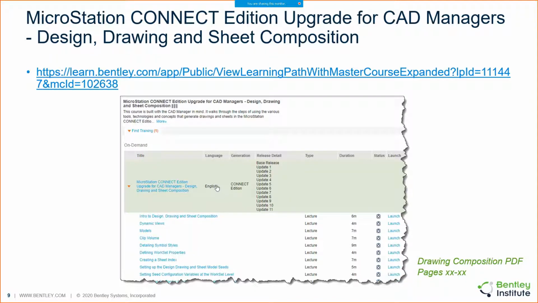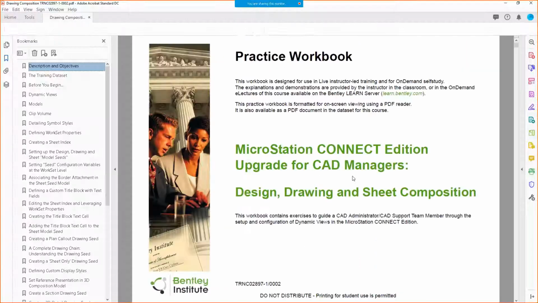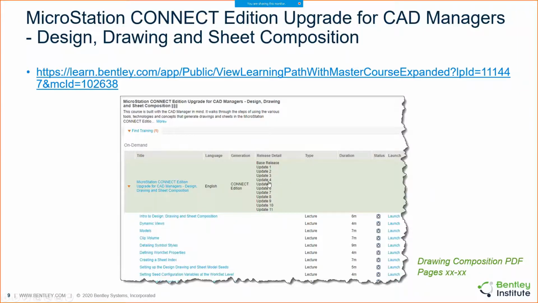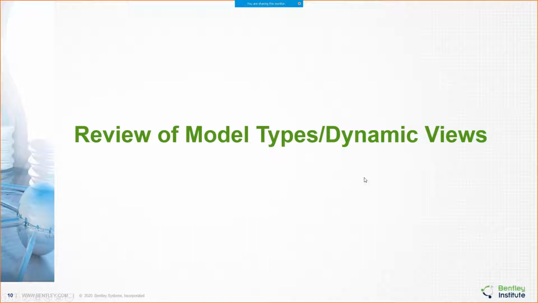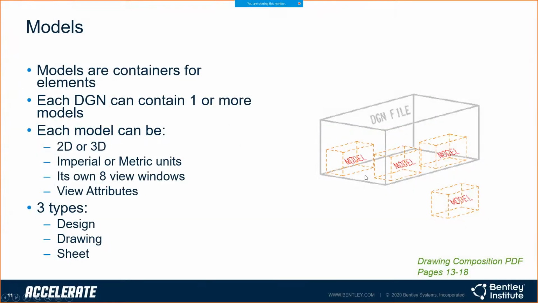Not only can you download the document and data set, but they have videos to go with each of the exercises as well. So if you see any page numbers in the corner of my slides, it's referring back to this manual. I have it open and available here, so we can jump in there and maybe answer any questions I don't know off the top of my head later. So, model types and dynamic views.